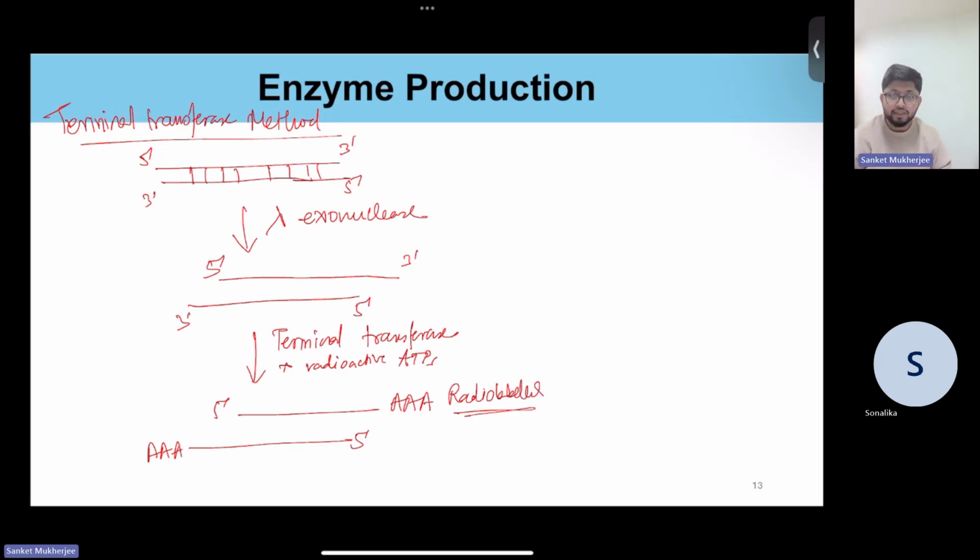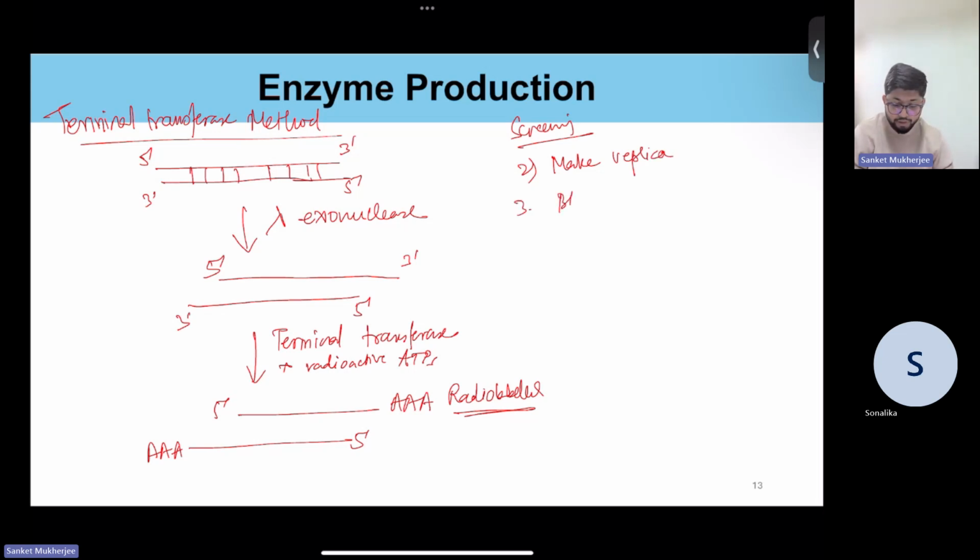Because obviously you're adding radioactive A's. So how to perform screening? We already talked about it. So for screening, you need to make a replica plate. I think we already drew the diagram.